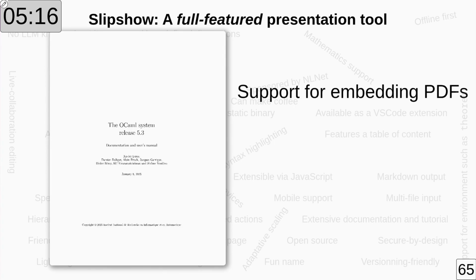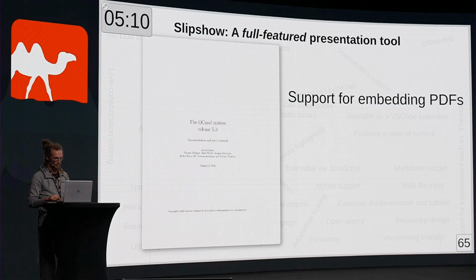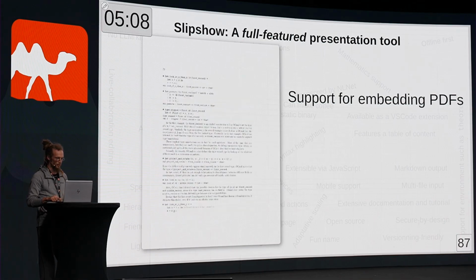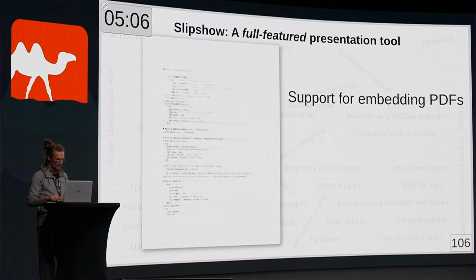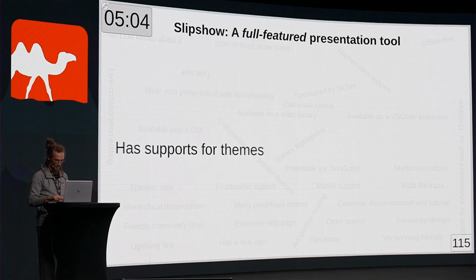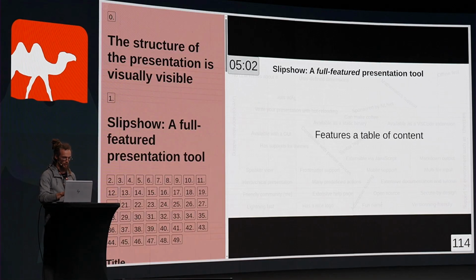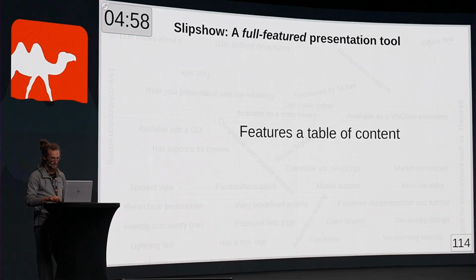It has also support for embedding PDFs. So if you have some other presentation written using PDF, here are the first 50 pages of the OCaml manual. It has a table of contents. It's not very pretty, but I included it as a feature.